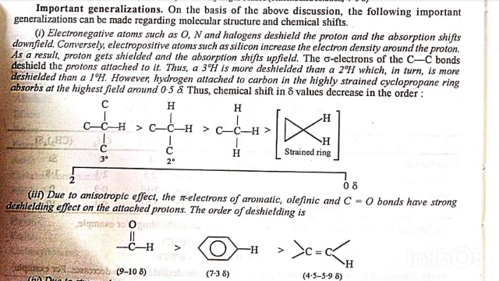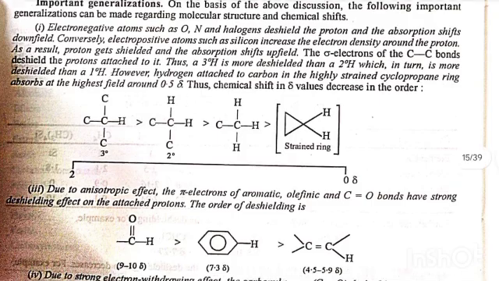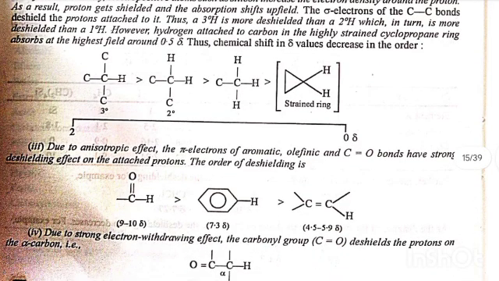Electronegative atoms such as oxygen, nitrogen, and halogens de-shield the proton and the absorption shifts downfield. Conversely, electropositive atoms such as silicon increase the electron density around the proton. As a result, the proton gets shielded and the absorption shifts upfield. The sigma electrons of the carbon-carbon bond de-shield the proton attached to it. Thus, a 3-degree hydrogen is more de-shielded than a 2-degree hydrogen, which in turn is more de-shielded than a 1-degree hydrogen. However, hydrogen attached to carbon in the highly strained cyclopropane ring absorbs at the highest field, around 0.5 delta.